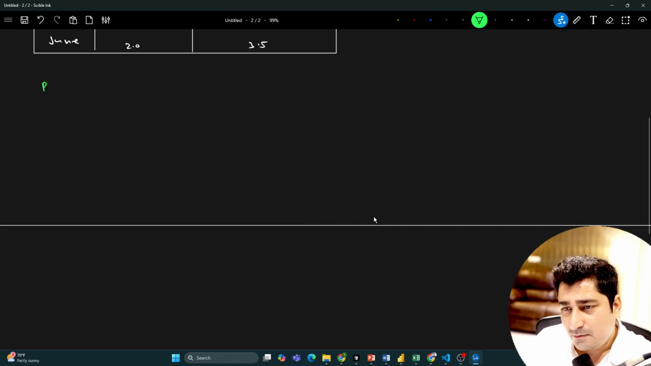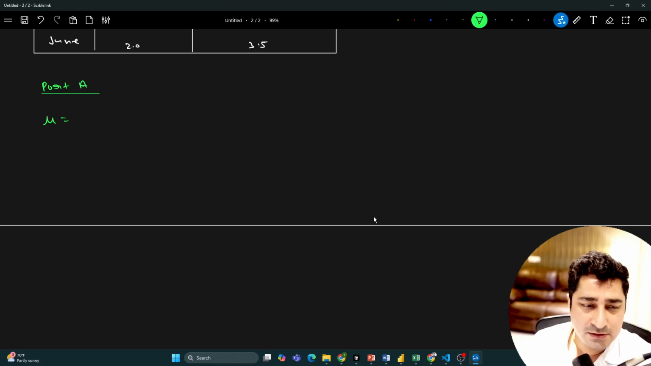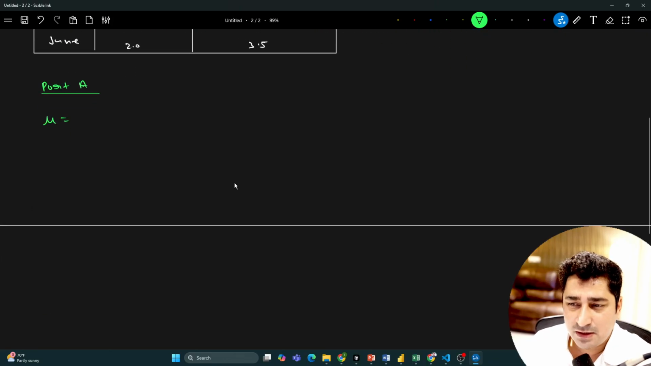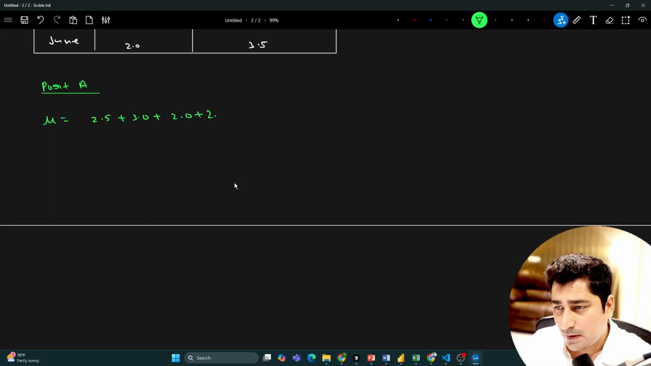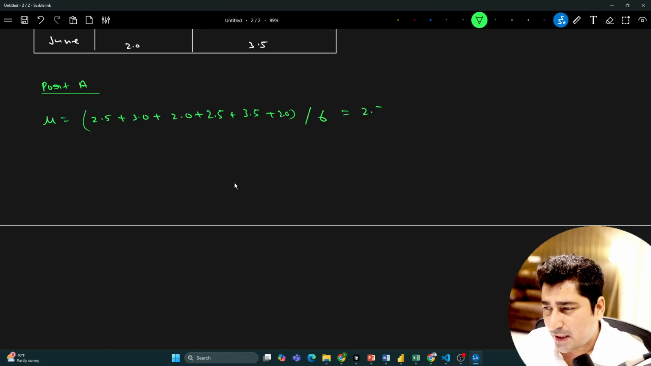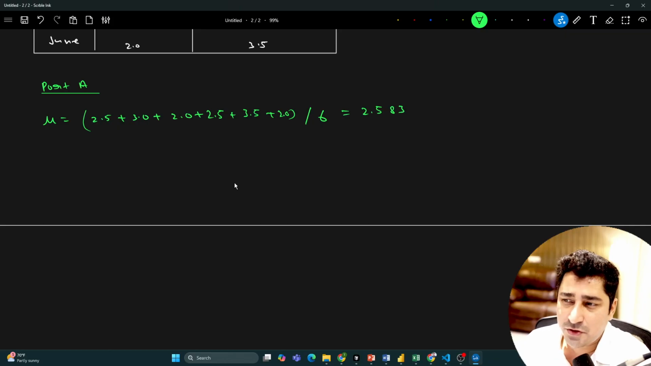So here I'm going to consider portfolio A and find the mean. Mean is nothing but the summation of all the data divided by the total number of data. So here: 2.5 plus 3.0 plus 2.0 plus 2.5 plus 3.5 plus 2.0, divided by 6. So this is going to give me the mean, which is 2.583 if you do the calculation.